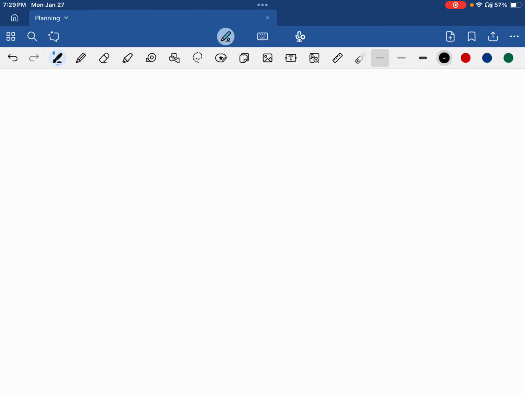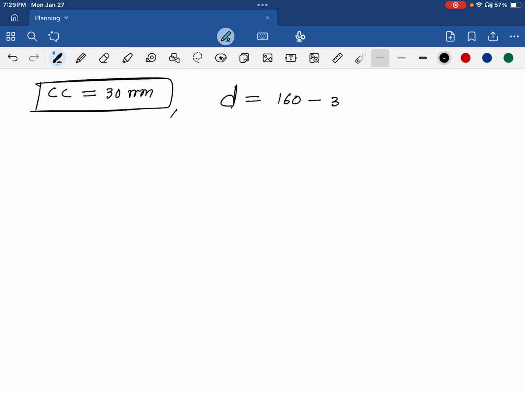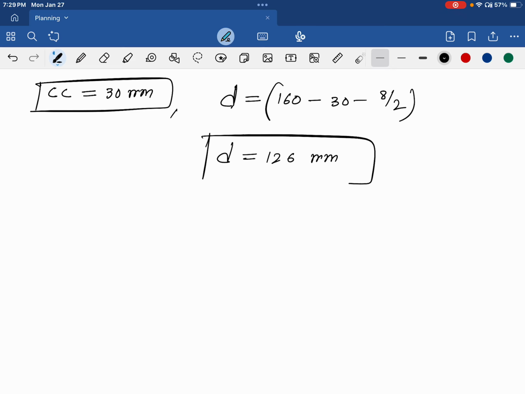Let us calculate the percentage of steel. Initially we had taken 10 dia bars, so the effective depth was different. If you remember, the clear cover was 30 mm for moderate exposure condition. Let us once again calculate the effective depth for the new reinforcement that we have provided. It is 160 total depth minus 30 minus 8 by 2. Your effective depth becomes 126 mm. Just a minor change.